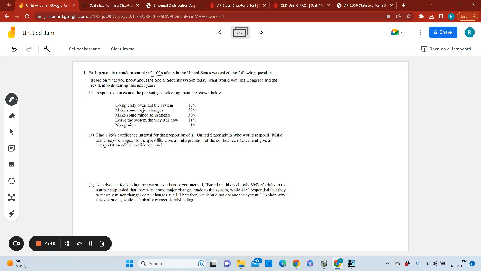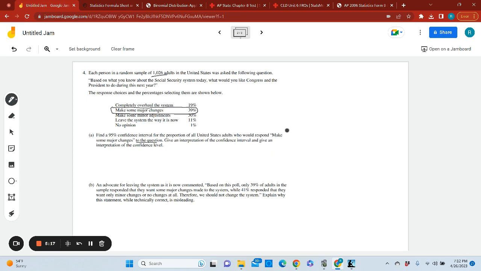Find a 95% confidence interval for the proportion of all U.S. adults who would respond, make some major changes. So that's this category right here. Make some major changes to this question. Give an interpretation of the confidence interval and give an interpretation of the confidence level. No problem. We can do all of those things.